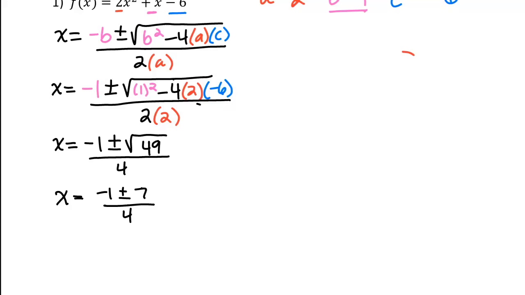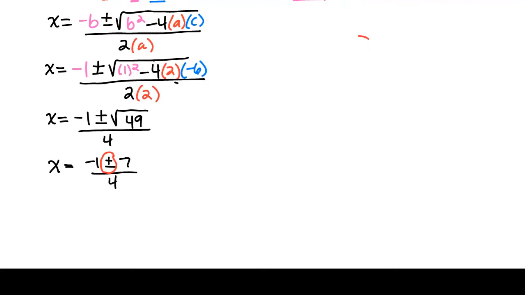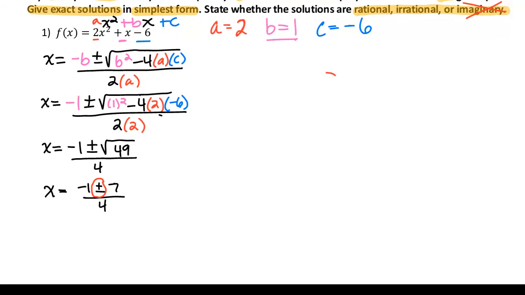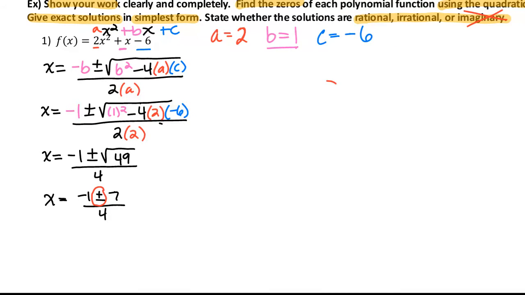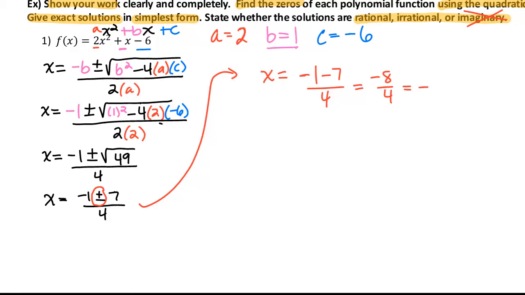And then we look at this plus minus right here. The plus minus means you have one that's negative and one that's positive. So I have to split that into 2. I'm running out of room there, so I'm just going to continue this over here. I have x is equal to -1. I like to do the subtraction one first just because it's going to be the smaller one. So -1 minus 7 over 4. And that's going to simplify to -1 minus 7 is -8 over 4. That's going to give us -2.